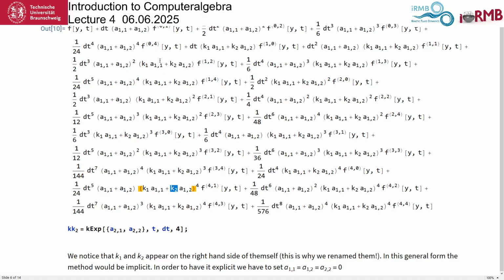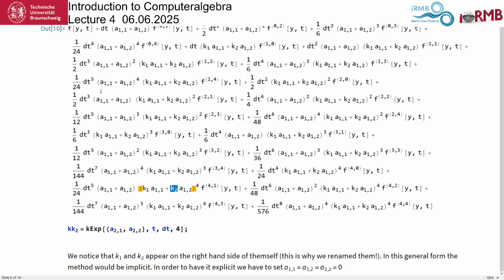Because now we have a problem. K1 depends on K1 and also depends on K2, right? So this is an implicit function. And there are indeed so-called implicit Runge-Kutta methods that make use of exactly this, but they cannot be solved directly. They need to be solved in an iterative way. So you need additional methods to solve this.